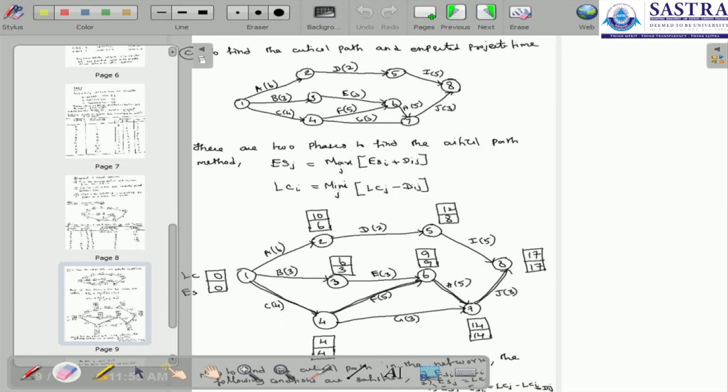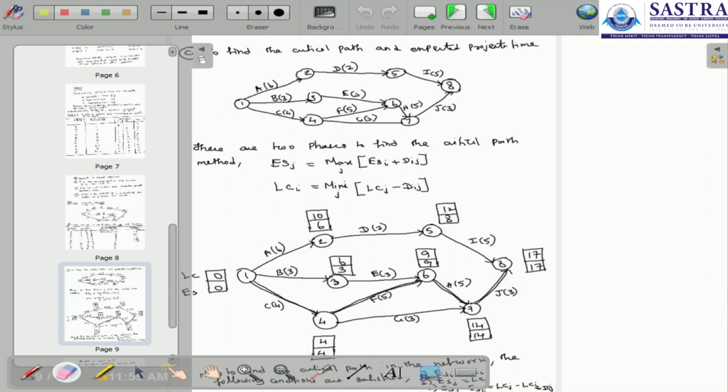Next, to find the critical path and the expected project time. So we are completing the first question, which is to draw a network, constructing the network. The second thing is identifying the expected time duration and the variance, and the third question is to find the critical path. For this critical path, we already discussed finding phase 1 and phase 2 through the early start and the latest completion time.